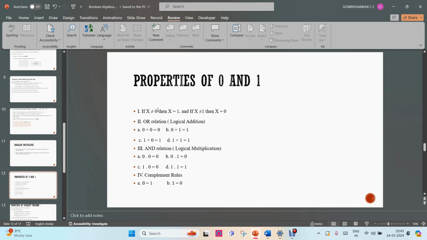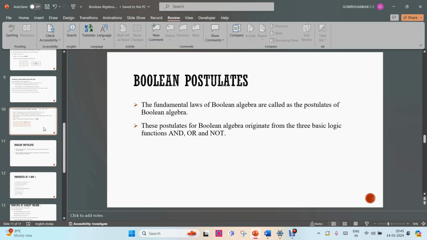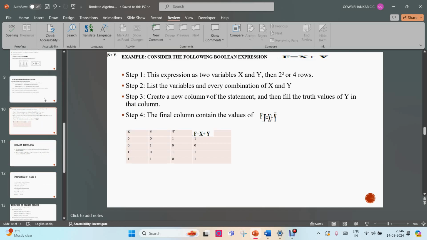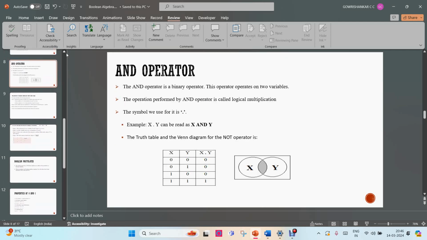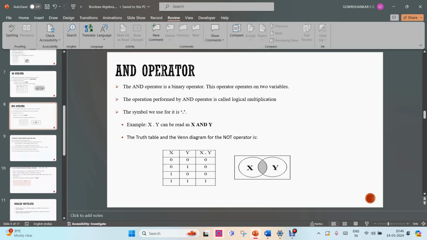We can see the properties in the next class. Today we have learned the NOT operation, OR operation and AND operation. In the next class, we first need to understand these three to write the truth tables. Okay, thank you.